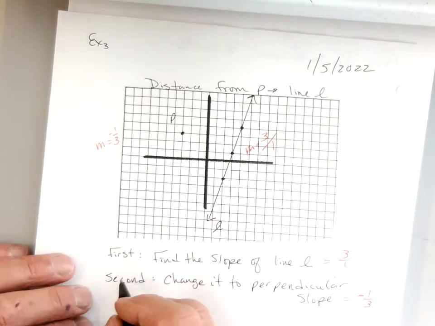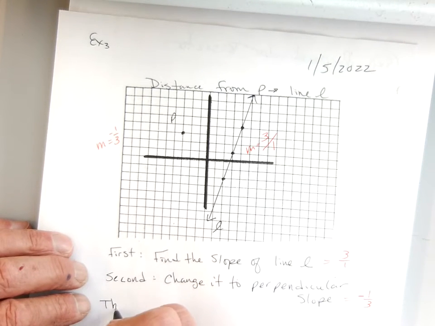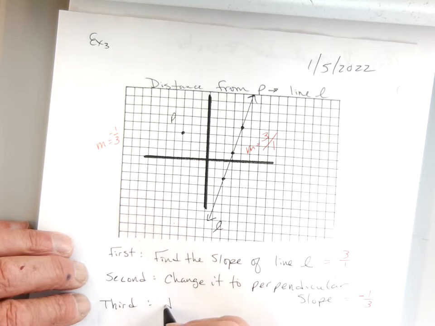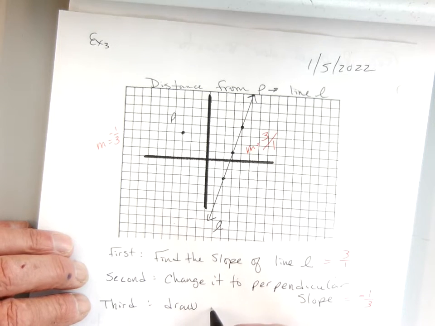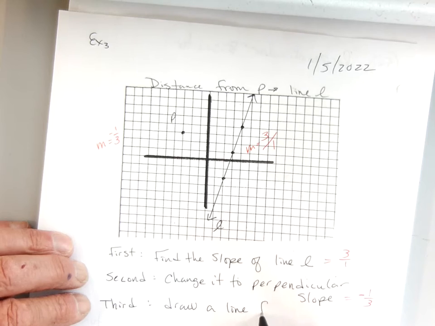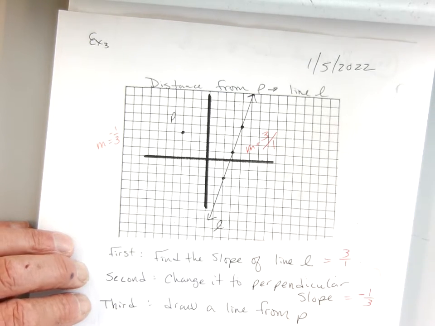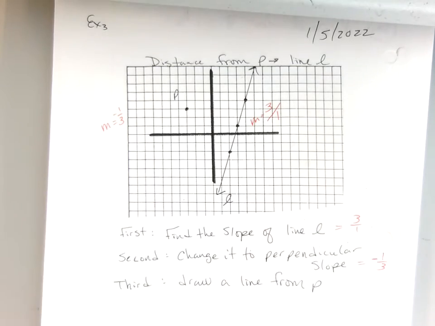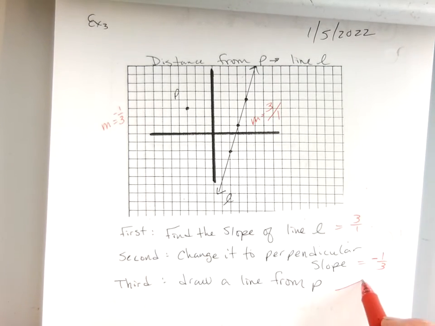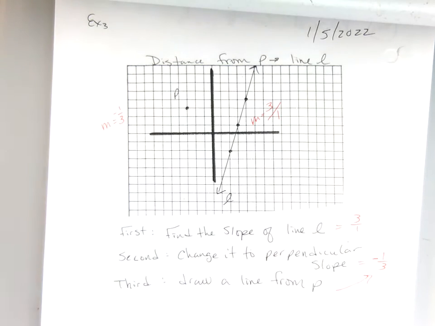And then the third thing I'm going to do is I'm going to draw a line from P. The line I'm going to draw from P is going to use that slope. So I'm going to draw a line from P. I'm going to start at P. Yeah, down 1 over 3, down 1 over 3, and there it is. So it does intersect. Well, I proved it does, doesn't it?